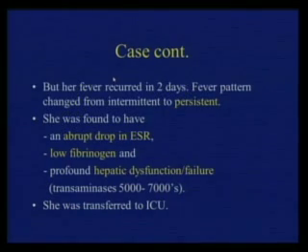But the fever recurred in 2 days, and the fever pattern changed. She was initially just getting spiking fevers, and now the fever was persistent. It was not breaking. She was also found to have an abrupt drop in the ESR. She had low fibrinogen, and she developed profound hepatic dysfunction and failure. Her transaminases were as high as 5,000 to 7,000. This patient was transferred to the ICU, and there was a consideration at this point that this patient has what is called macrophage activation syndrome or secondary HLH.